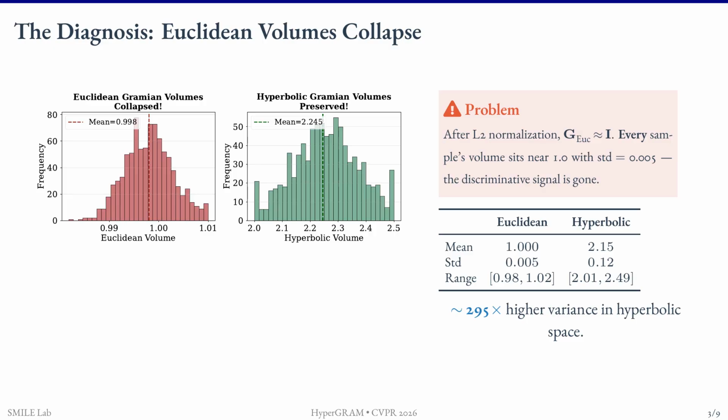Here is what goes wrong. After L2 normalization, the Gram matrix becomes almost the identity. So the determinant collapses to 1 for every sample. Look at the Euclidean histogram. The standard deviation is just 5 thousandths. There is no signal left. Now switch to hyperbolic geometry. The volume spreads out across a wide range. That's about 295 times more variance. The signal is back. So why does curving bring the signal back?